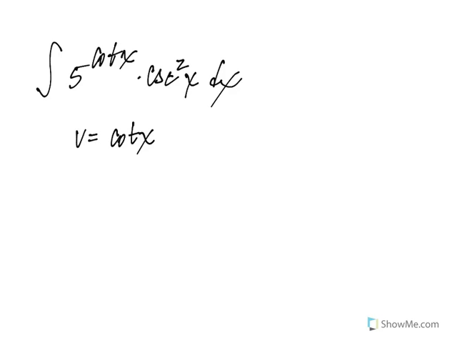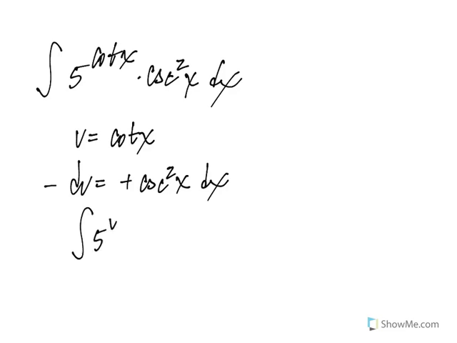Now, you should also think about the relationship between u and du, and if in fact it does give you what you need, and it does here, the cotangent then derives to the negative cosecant squared of x dx. I need the cosecant squared of x dx. I don't need the negative. We'll divide both sides by -1. And now I'm ready to go.